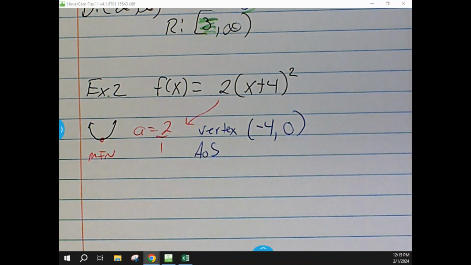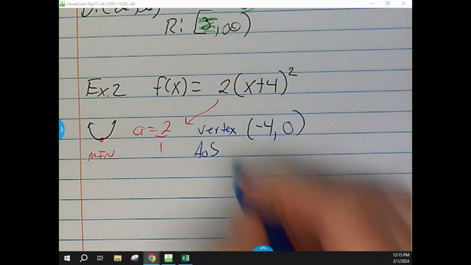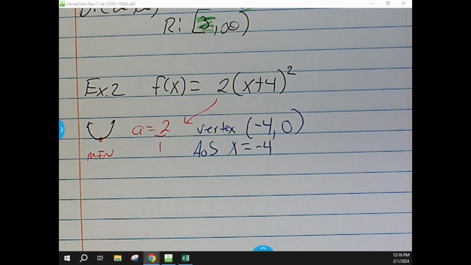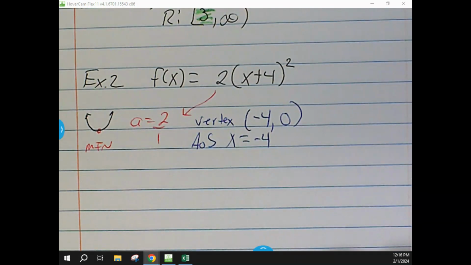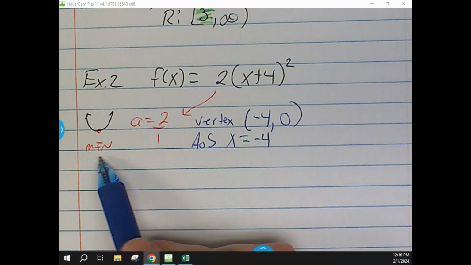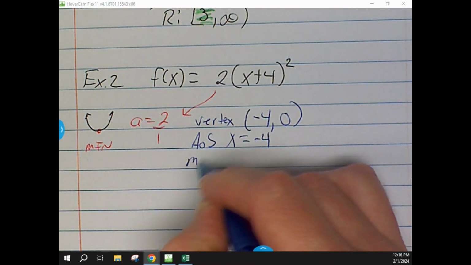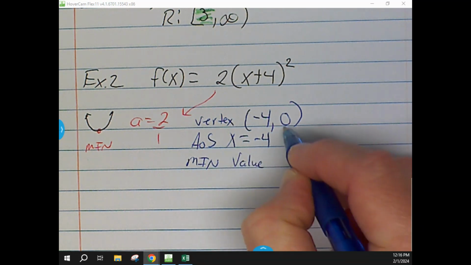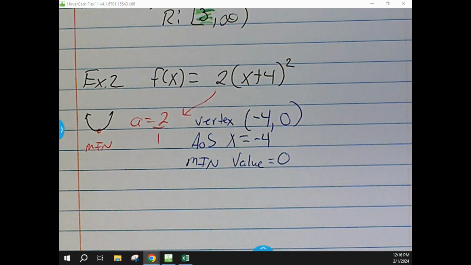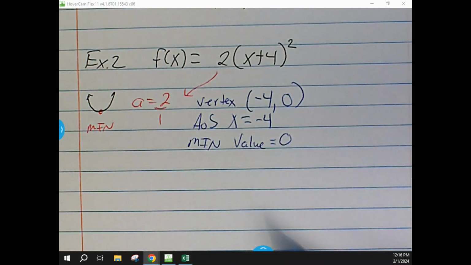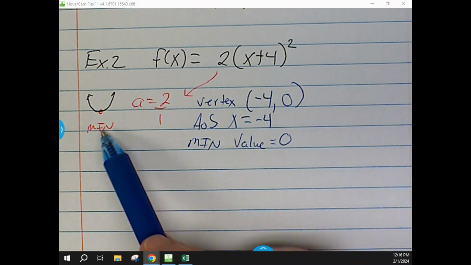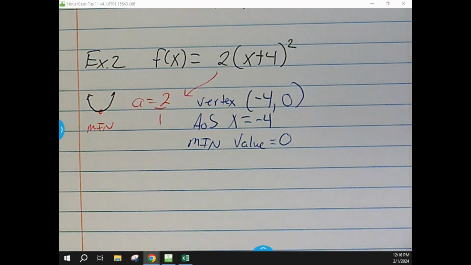All right, for the axis of symmetry, it's just the x value, so it's x equals -4. If it asks for the max or min value, we said we know it's going to be a minimum. The minimum value is going to be this number, which is 0. So once you've got the vertex, the first number is your axis of symmetry, x equals. The second number is the max or min value, just based on which way the graph is going.